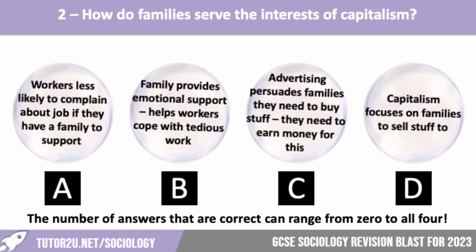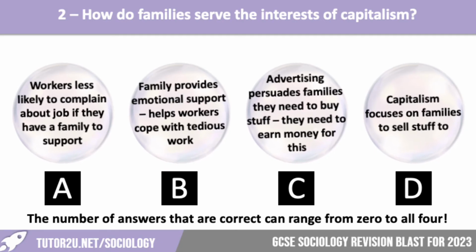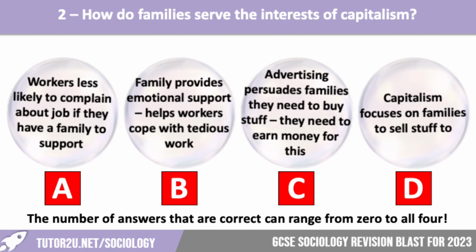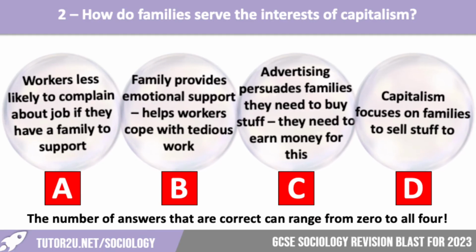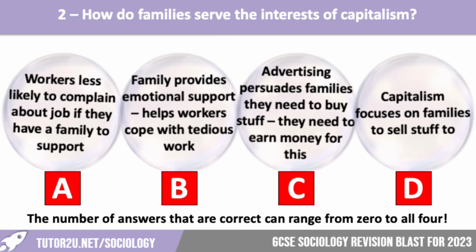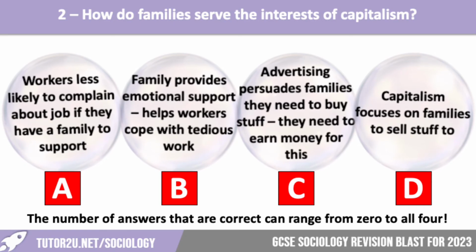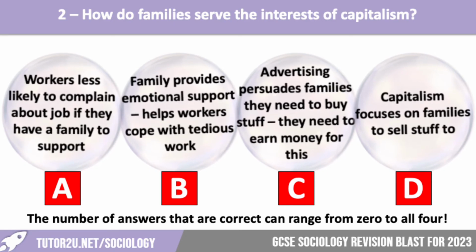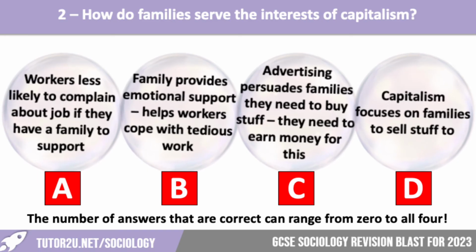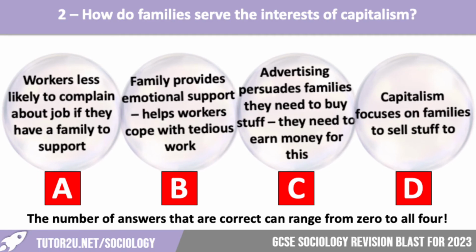Just leave that up for a moment. Let's reveal. It is all of them. So Marxists argue that workers are much less likely to complain about a job if they have a family to support, so they're much less likely to risk losing that job by complaining about the conditions they're working in.